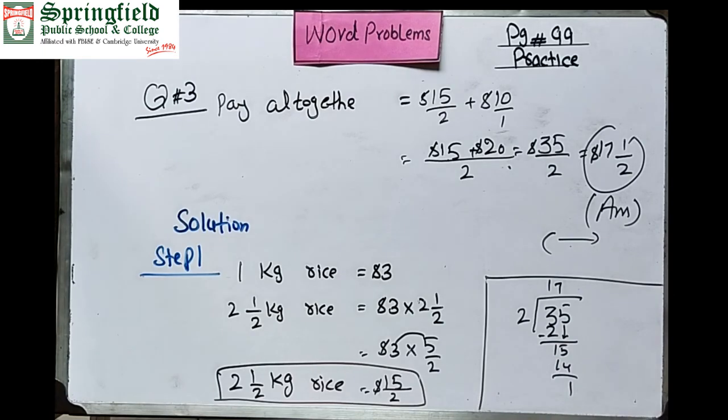Understood, beta? Okay, now do the practice of all these questions in your notebook. And question number 4 is your task. Read it carefully and then find out the final solution. Okay.